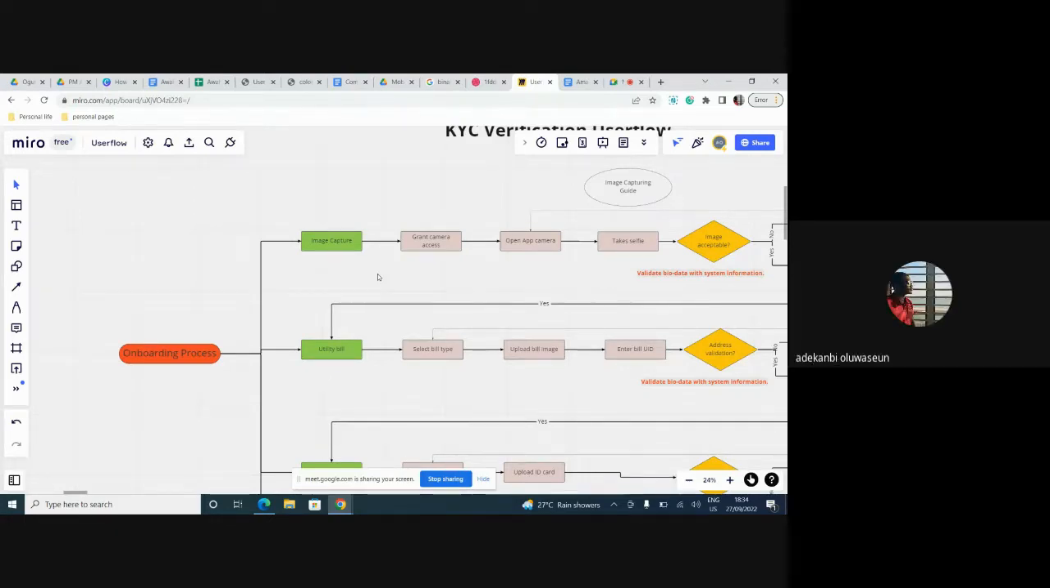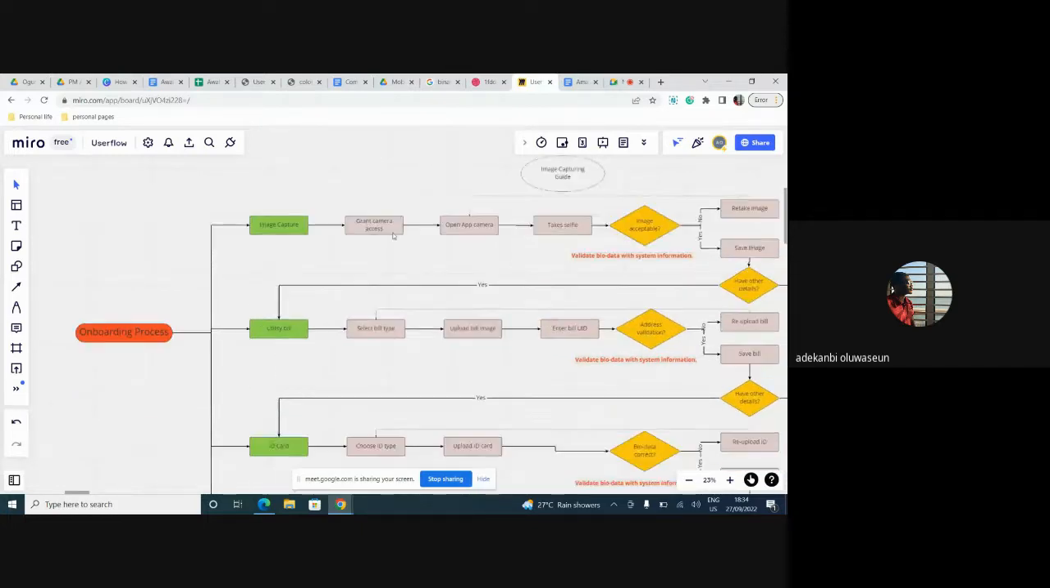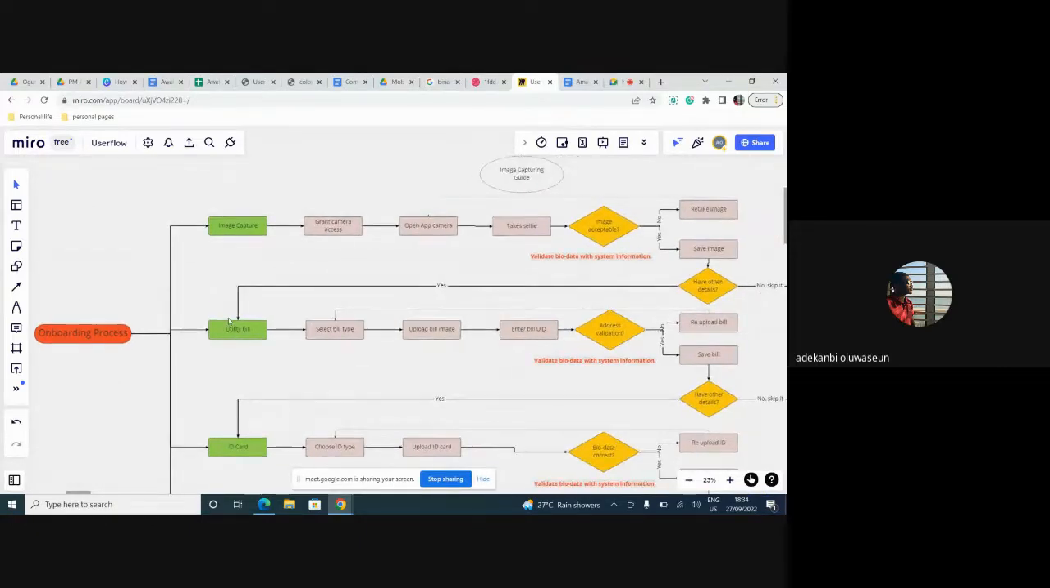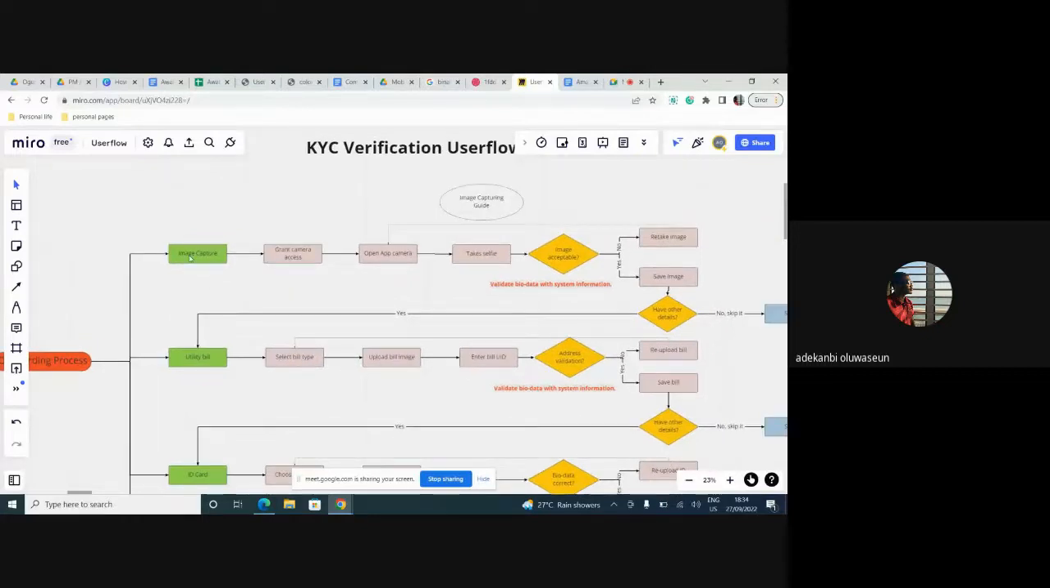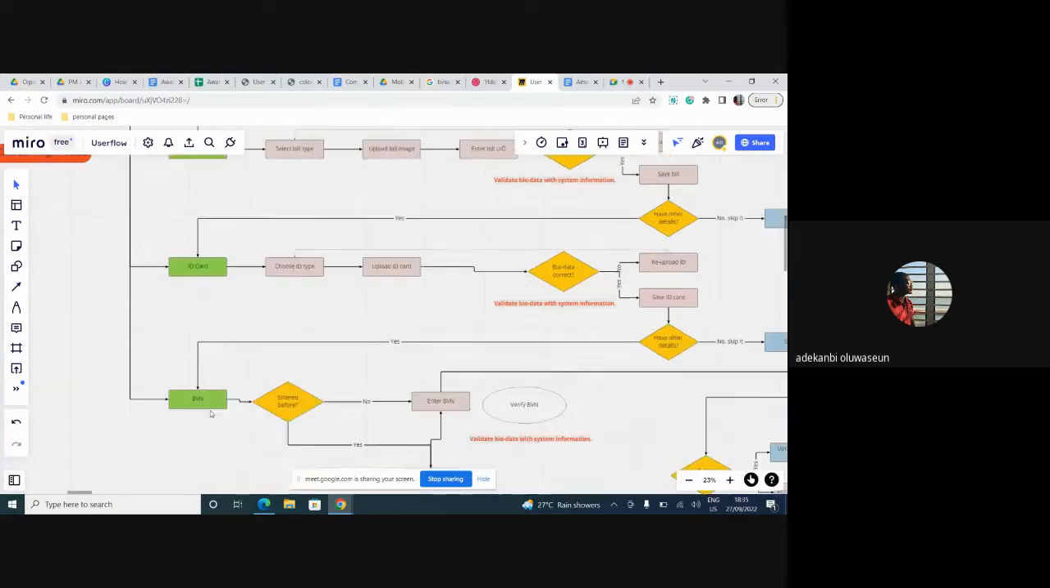Okay, awesome. So this is a KYC feature, and this is what a user flow looks like. They can ask you to build it as a product manager. Your UI/UX person is telling you that they want to design this feature, but they can't see what you want them to do. How would it work? What do you want users to do? This is where the user flow comes in. This is an example of a user flow for KYC, and you can see the stages. KYC includes image verification, utility bill verification, ID card verification, and BVN verification.